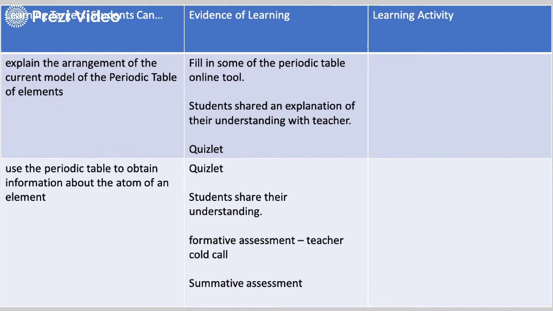So after writing the learning targets, she first determined the formative and summative assessments that would show if her students have mastered the targets. You can see that she had students fill in some of the periodic table using an online tool. They shared an explanation of their understanding with her, and they did a Quizlet. And for the second learning target on this one, they did another Quizlet. They shared their understanding. I think she used a cold call method, and she used that just to gauge where the students were with their understanding. And then they had a summative assessment on SchoolNet.